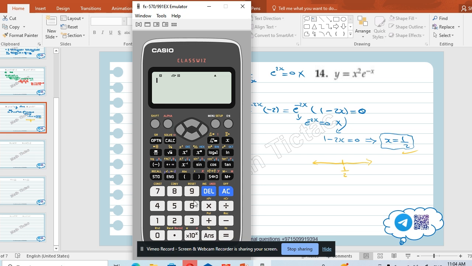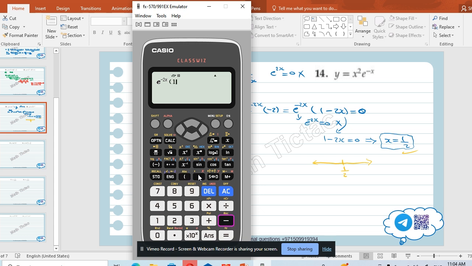Okay, so next we'll learn how to find the increasing and decreasing intervals. So this is the number line. Okay, don't forget to check. Now 1 over 2 is included in my domain, so it's a critical number. So I'll put 1 over 2 only.